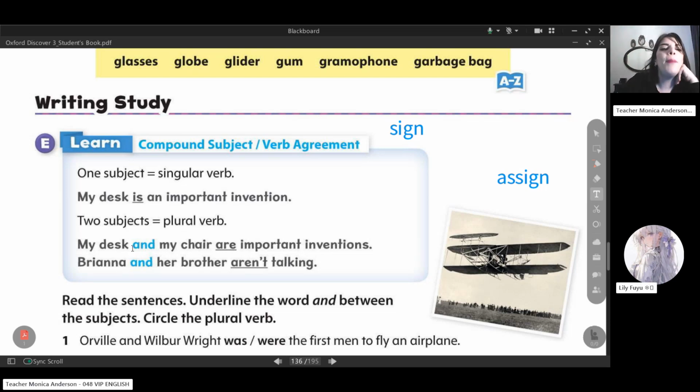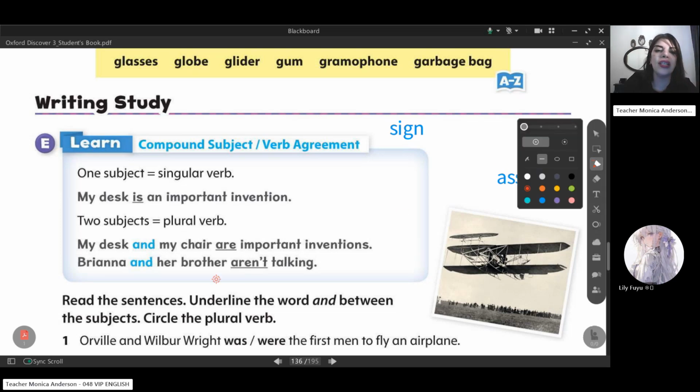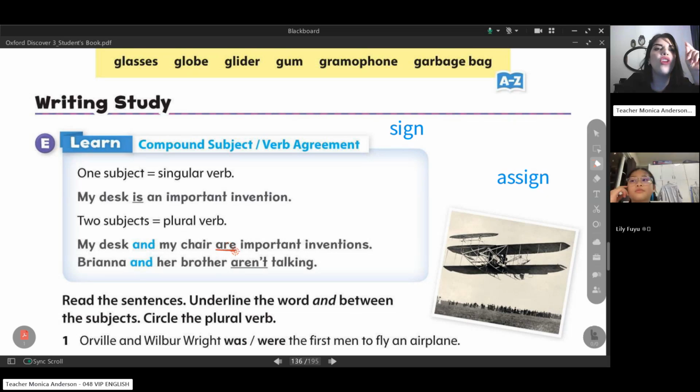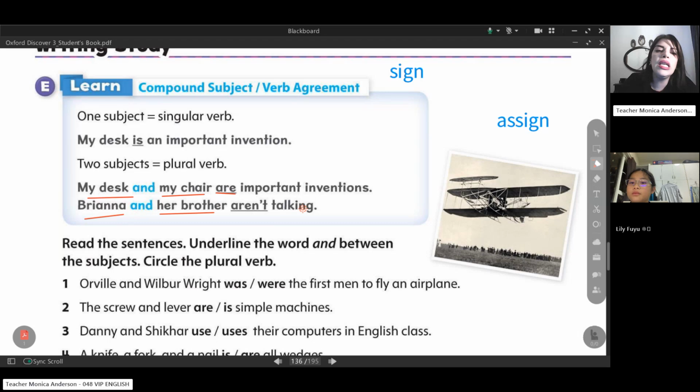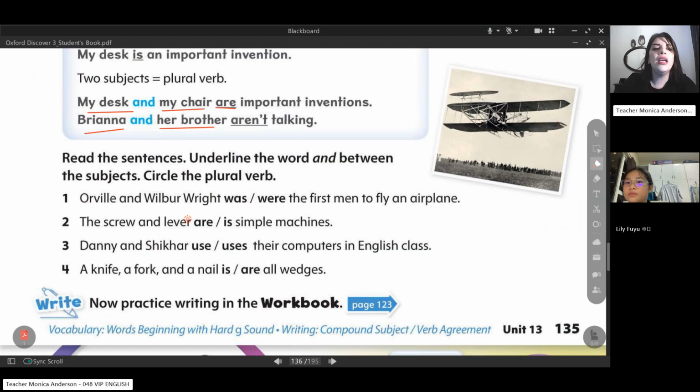For example, my desk and my chair are important, because you are actually mentioning the chair and the desk too. So because of this, you use are. Are refers to your chair and your desk. And this one, Brianna and her brother aren't talking. You're talking about two people, so use aren't. So that is really easy. Here, for example, we are talking about the Wright brothers. So was or were, that is really easy.